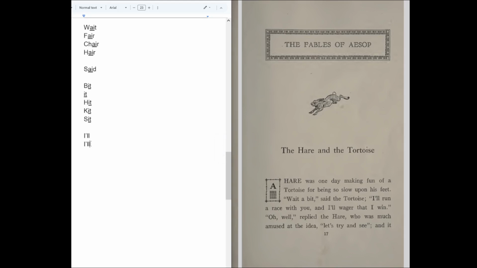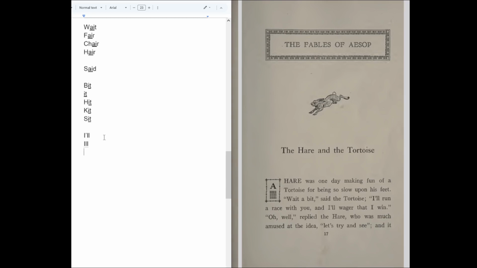If you get rid of that apostrophe, look what happens. I-L-L, it's ill. Ill, like I'm sick or he is ill. Okay? And so you have to pay attention to whether that apostrophe is there. If you see the apostrophe, like here and here, you have I'll. And that's how you should pronounce it. Okay? Wait a bit, said the tortoise. I'll run a race with you, and I'll wager that I win.